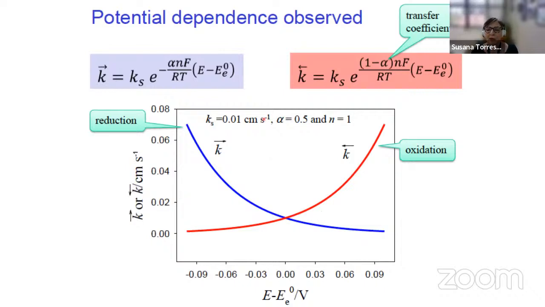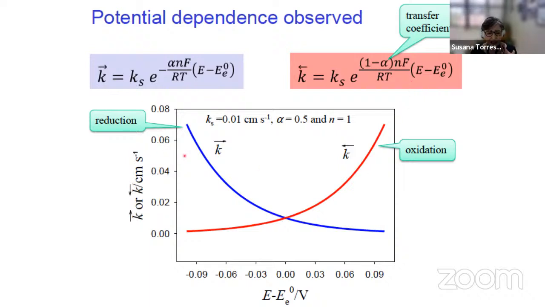So what is this kind of dependence of the rate constant? Okay, so we are going to have that the rate constant is equal to k0, and we have a term that is dependent on the potential for the forward reaction and the backward reaction. And when we have this exponential term, we have this alpha, or in the other sense, 1 minus alpha, which is called the transfer coefficient. We are going to speak more about the transfer coefficient later.